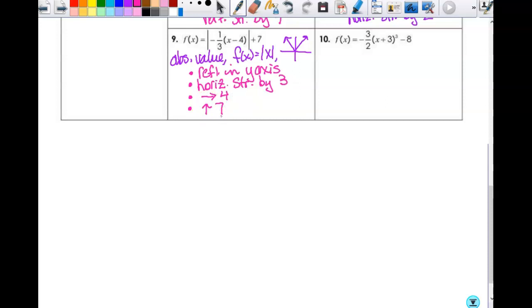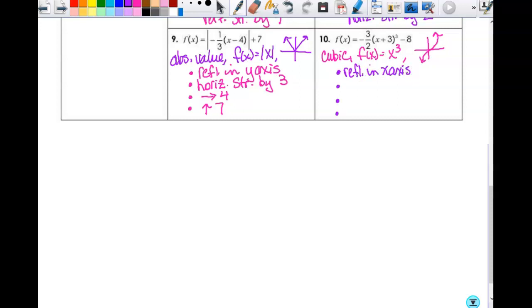All right, let's quickly do number 10. This is called a cubic, right? So f of x is equal to x cubed, and then that looks like this right here. So I have 1, 2, 3, I got 4 things again. Does that negative affect x or y? Y. So it's a reflection in the x-axis.